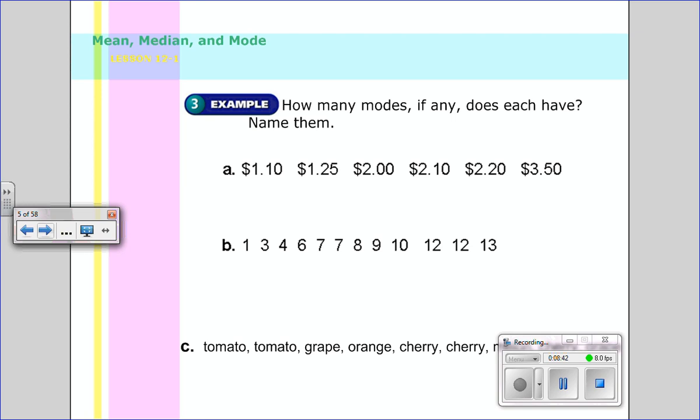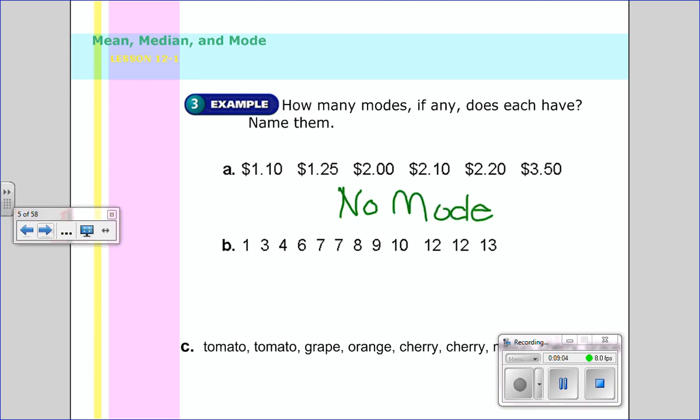All right, so now we have another example. How many modes, if any, does each have? So here again, we're looking at modes to see if there's 1, 2, or even 0. All right, so we're looking at A, $1.10, $1.25, $2, $2.10, $2.20 through $2.50. Looking at it, I don't see any number repeating, so there is no mode.